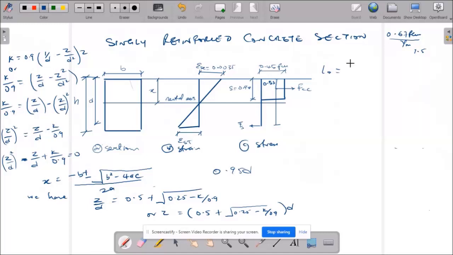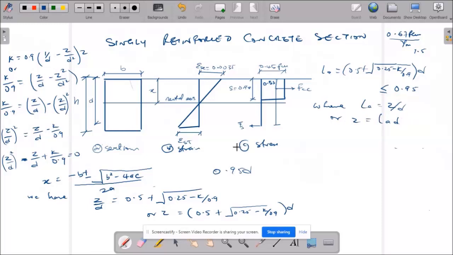LA is given by 0.5 plus square root of 0.25 minus K over 0.9, close the bracket, and this should be less or equal to 0.95, where LA is equal to Z over D, or Z is equal to LAD.